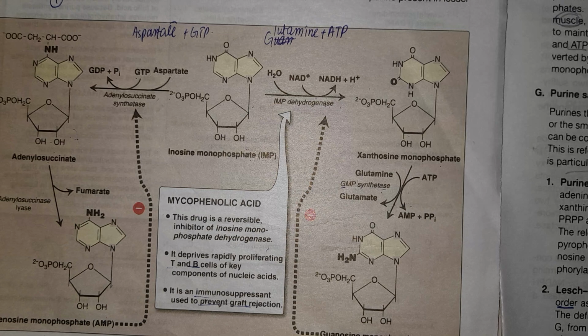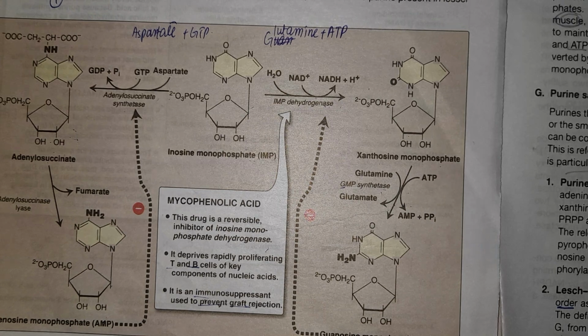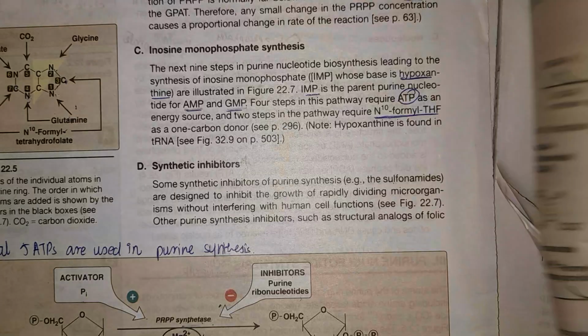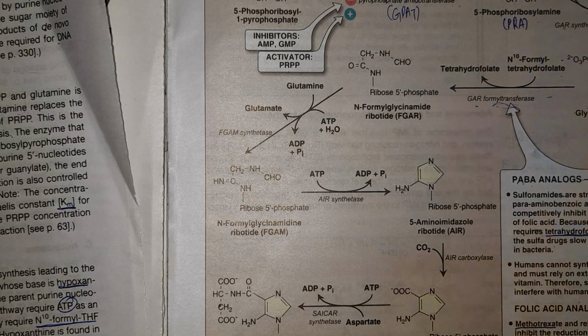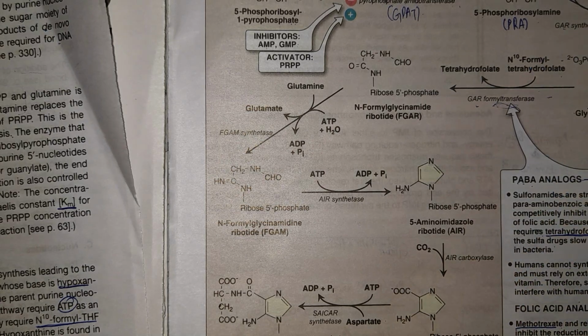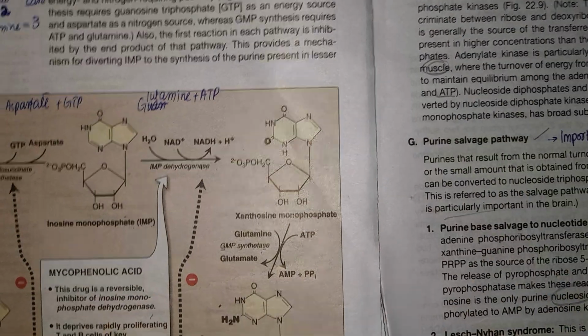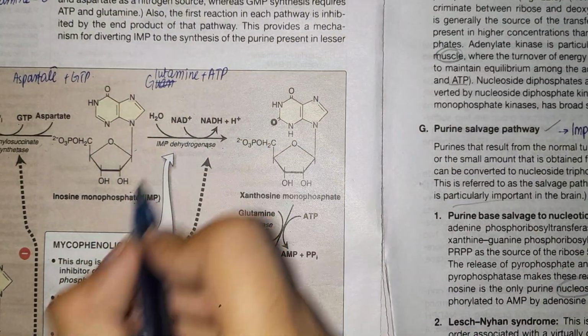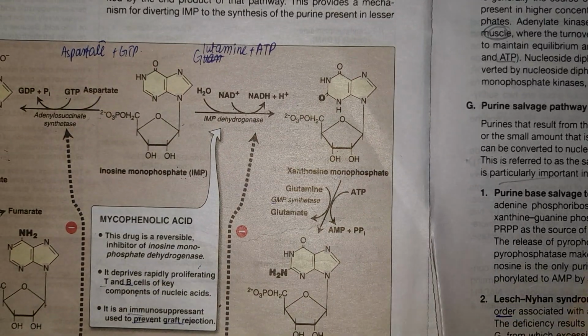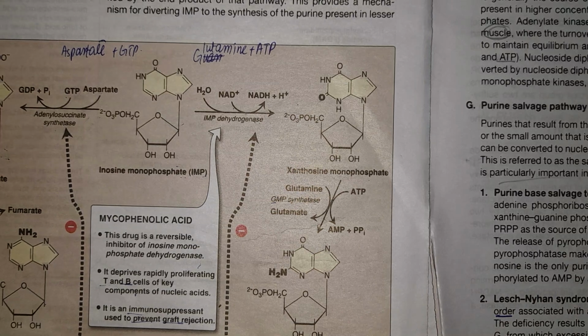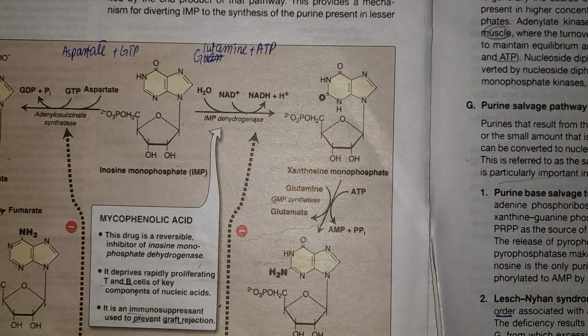So main thing was, in the previous thing we studied that if we inhibit the enzyme GAR formyl transferase and the dihydrofolate reductase enzyme, we can prevent cancer. Whereas if we inhibit the IMP dehydrogenase enzyme with the mycophenolic acid, we can do an immunosuppressant, or we can prevent graft rejection. Very exciting and very much informative for me, and that is how I remembered all of this stuff.